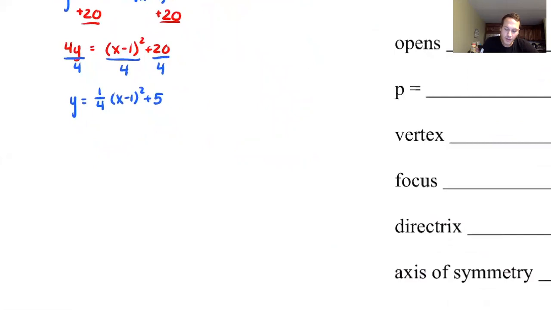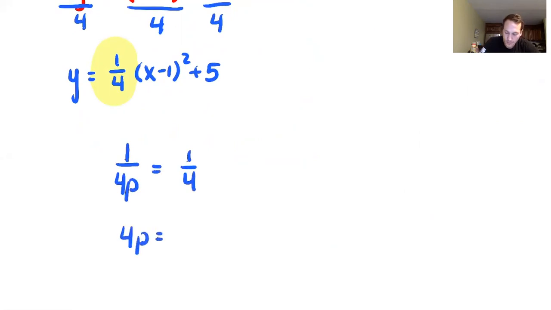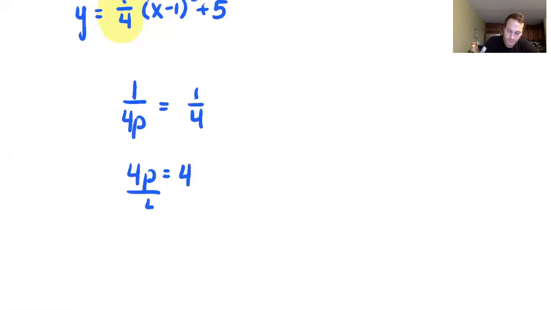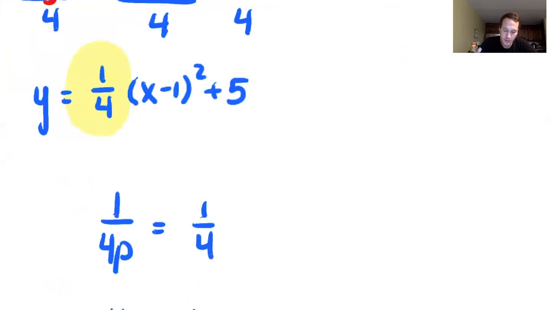Okay. And now what do we do? We turn this into something like we had 2 sections ago, where I'm going to take this value. I'm going to take 1 over 4p, set that equal to 1 over 4. I cross multiply. I get p is positive 1. If p is positive 1, that means I open up. My vertex is 1, 5.